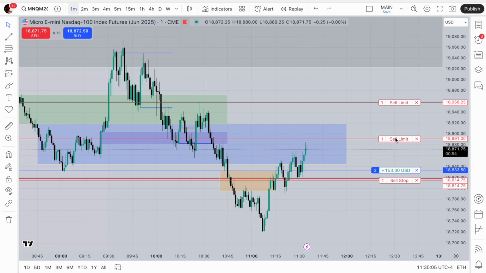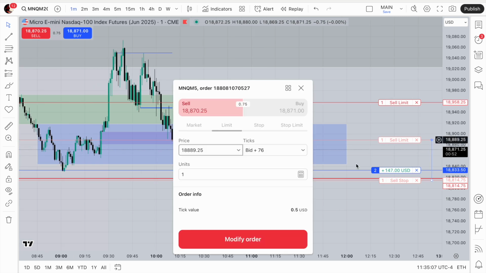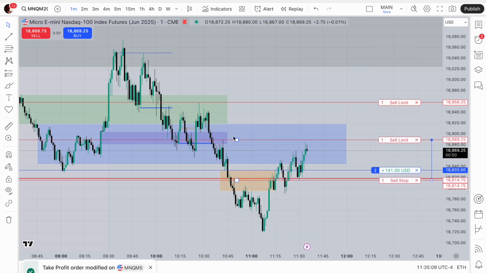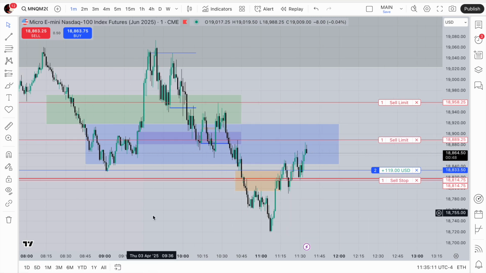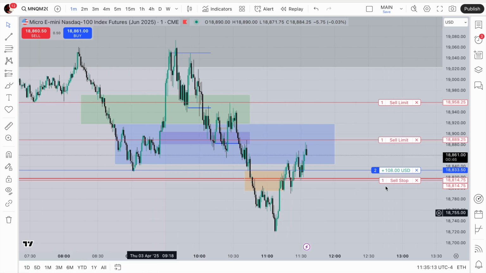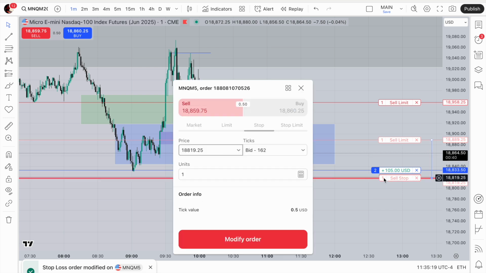What I'm doing here is simply targeting the nearest pool of buy-side liquidity, which rests just above this high right here, for those who have been short selling in the previous session. Okay, and I'm going to move my stop loss up, now that we got this expansion.